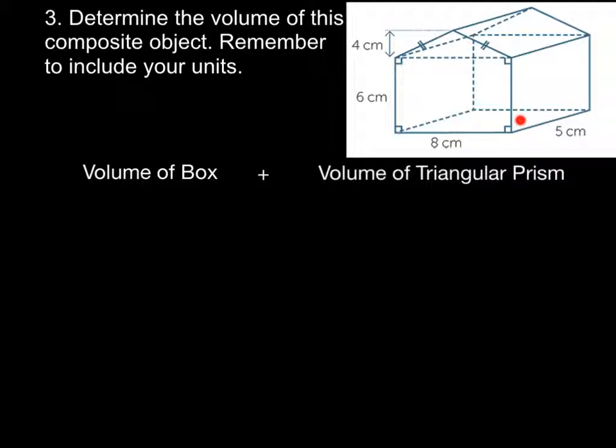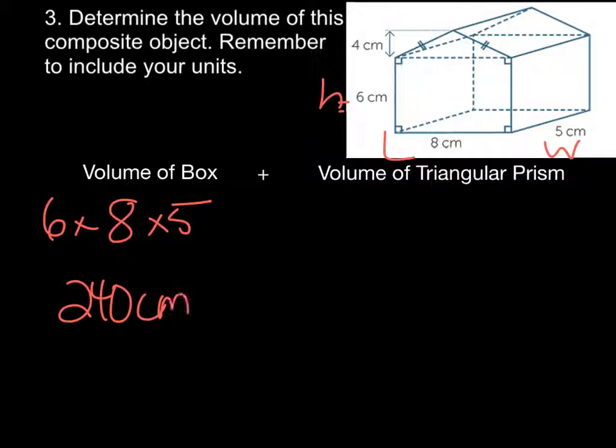So the volume of the box. How do we find the volume of a rectangular prism? Yeah, we have to multiply the height. So this would be our height of the box, and the length, and the width. Okay, so we have 6 times 8 times 5. And that's going to give us 240 cubic centimeters. And now let's find the volume of the triangular prism.